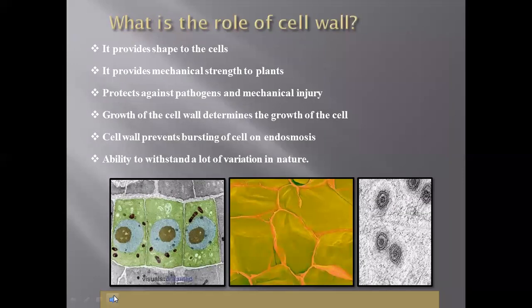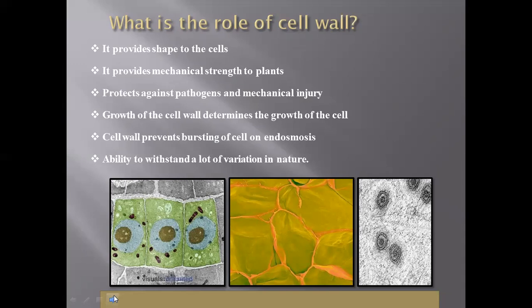What is the role of cell wall? It provides the shape to the cell, it provides mechanical strength to plants, protects against the pathogen and mechanical injuries. Growth of the cell wall determines the growth of the cell. Cell wall prevents the bursting of the cell on endosmosis. Endosmosis, when more water is present inside the cell, it will prevent the bursting of the cell. It also has the ability to withstand a lot of variation in nature, specifically plant cell.